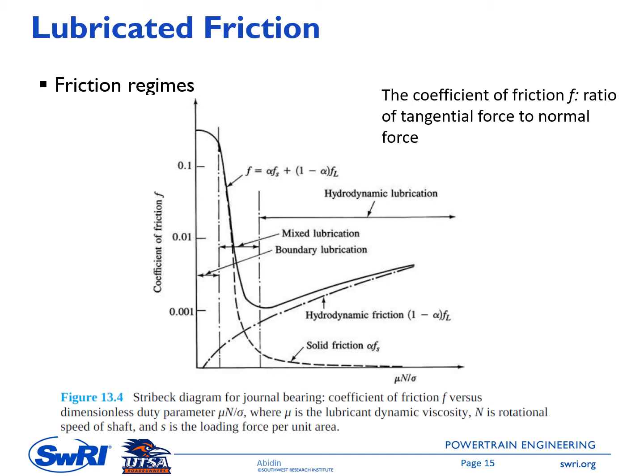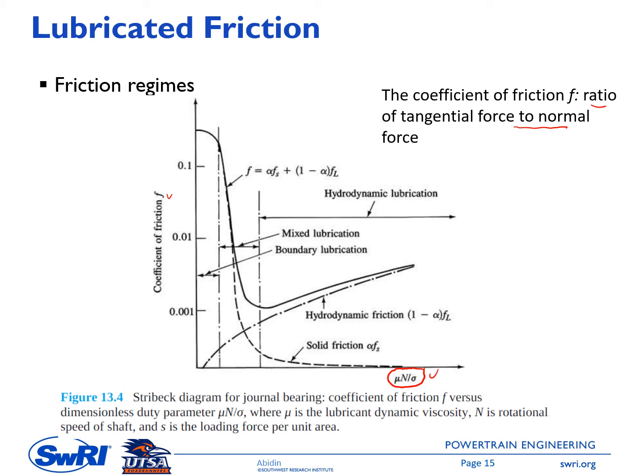So the vertical axis is the coefficient of friction f, which is defined as the ratio of tangential force to the normal force. And then it is plotted as a function of what is called here the dimensionless duty parameter. So this is mu n per sigma. So mu here is the dynamic viscosity of the lubricant, and then n is the rotational speed of the shaft, and then sigma is the loading force per unit area.